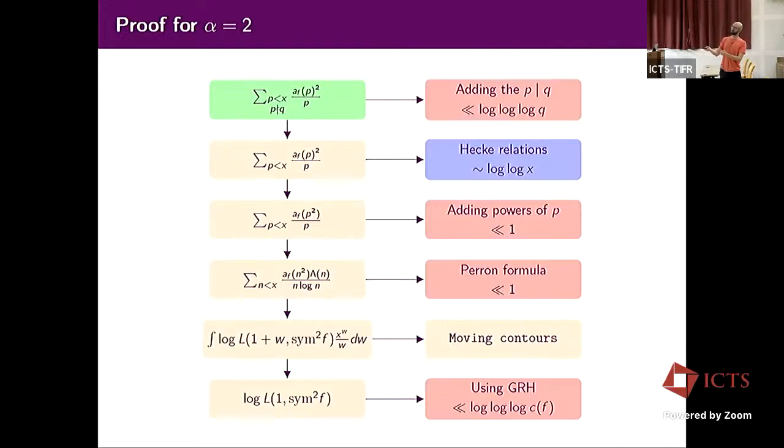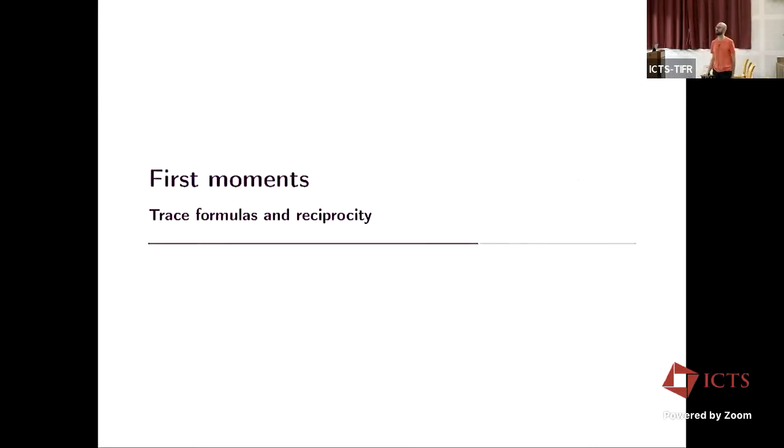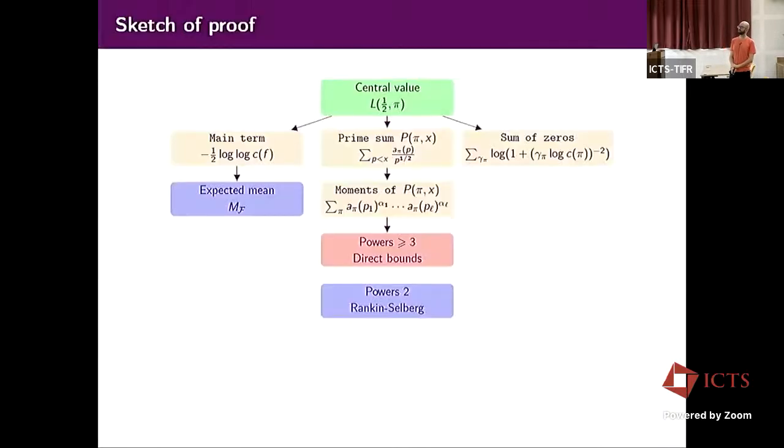You have your main term, and every other contribution is small enough. So these were the second moments, and that gives the main term in the theorem. Now what about the first moment? Alpha equals 1. The first moment is the last one to have studied, of all the moments.